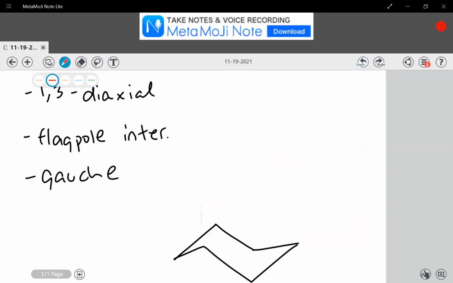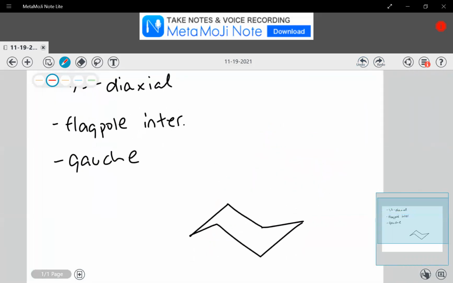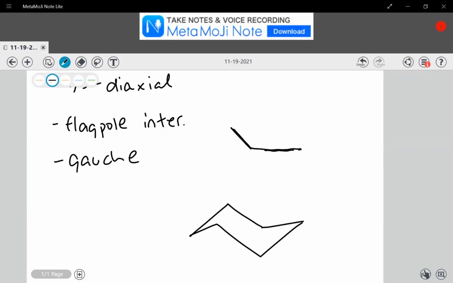Flagpole interactions. Flagpole interactions happen when the chair conformation has this thing called a boat conformation. What's a boat conformation? Well, remember when the chair was flipping back and forth? Boat conformation happens during that flip. The molecule doesn't actually stay in that position. It's just kind of like an in-betweener, something that happens while the molecule is flipping. But you should still know about this. So I'm going to draw a boat here.